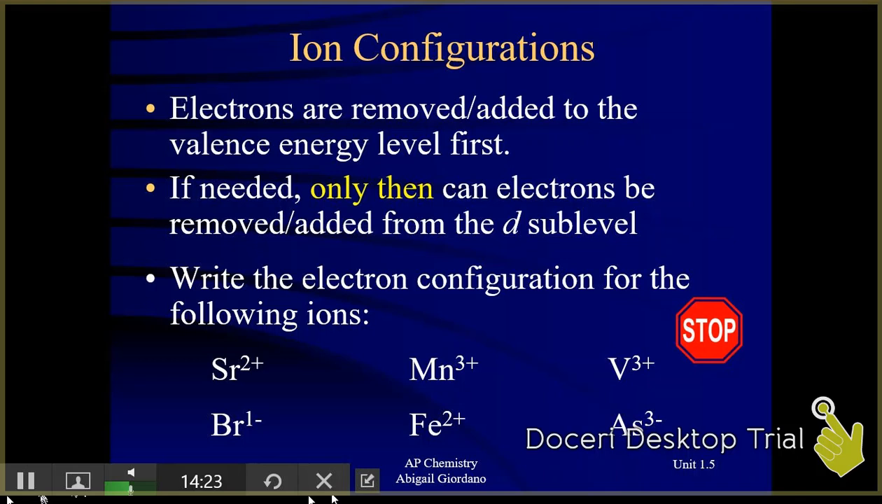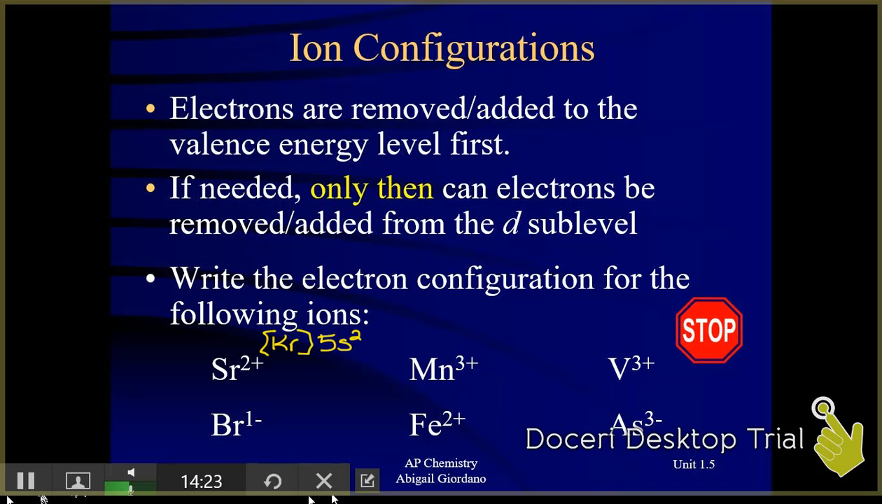So the electron configuration for strontium is going to look like this. I'm going to write it above. It's got Kr, and then we pick up from there, 5s2. Okay, now what does a +2 charge on an ion mean? It means 2 electrons have been removed.